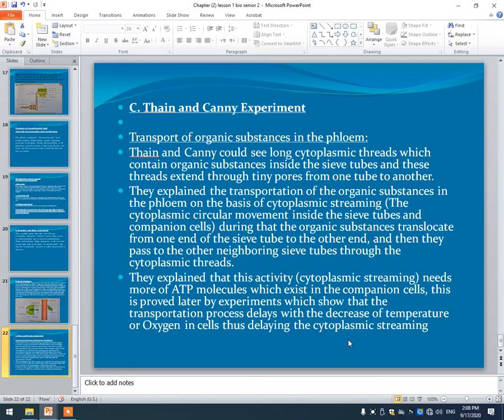This is provided by an experiment which shows that the transportation process is delayed with a decrease of temperature. Again, the transportation process is delayed with a decrease in temperature. Why? Because there will be less respiration, and also exudation, because this active transport needs energy, ATP, which needs oxygen, and also needs high temperature.